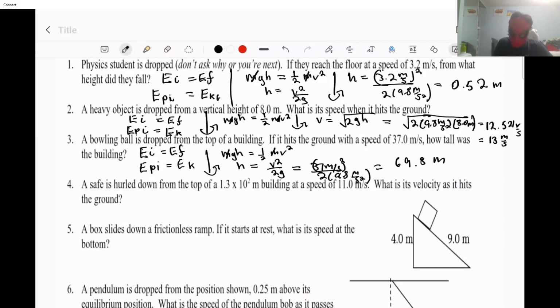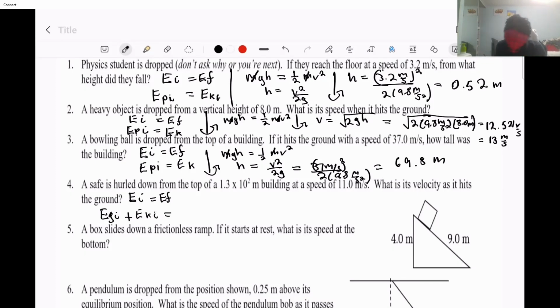So a safe is hurled down from the top of a 1.3 times 10 to the 2 meters building at a speed of 11.0 meters per second. What is the velocity as it hits the ground? So now there is an initial speed, which means the question is a bit different at the start. Now at the start there is kinetic energy as well as gravitational potential energy. So there is Eg initial plus Ek initial.